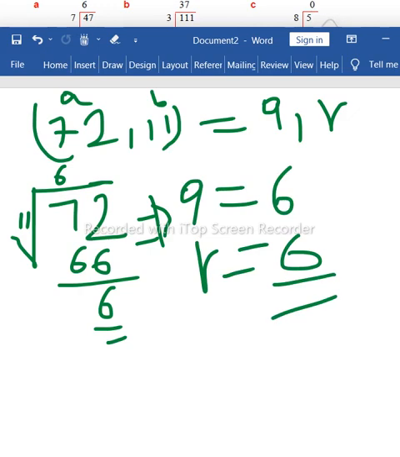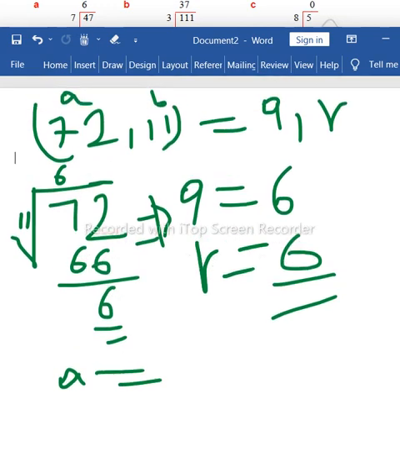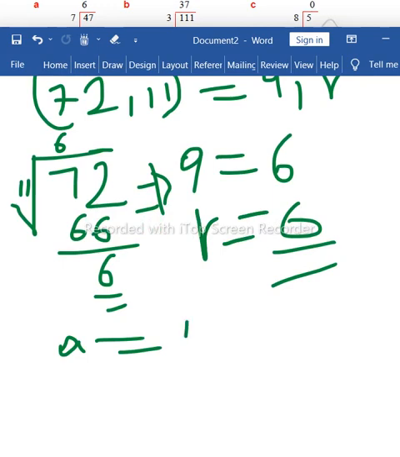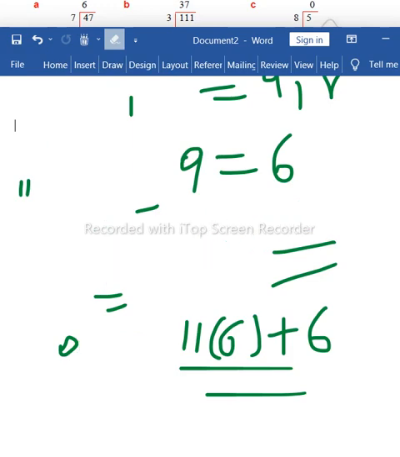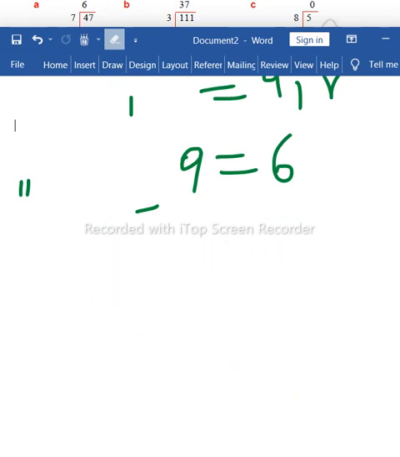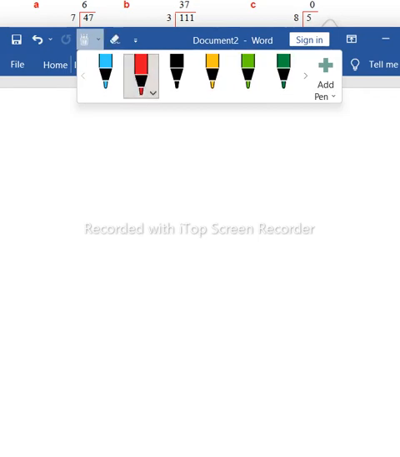So we can write this in the form of A is equal to, as we know B is 11, 11 into 6 plus the remainder, which is 6. So this is all about this exercise. Let us move to the second question. The second question will be calculated in the form of A is equal to B times Q plus R.